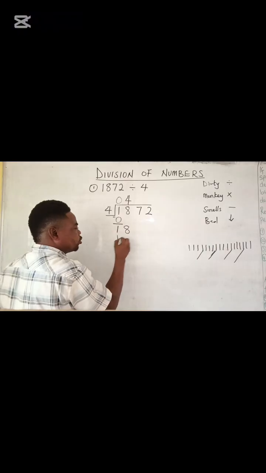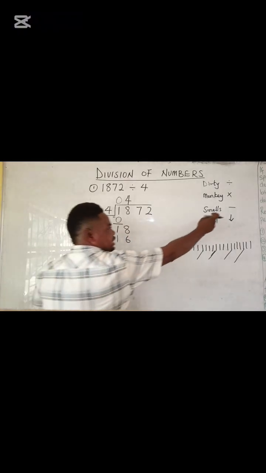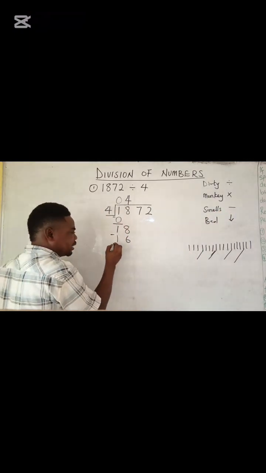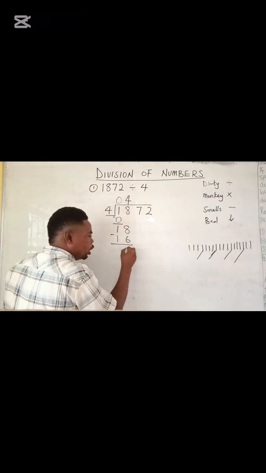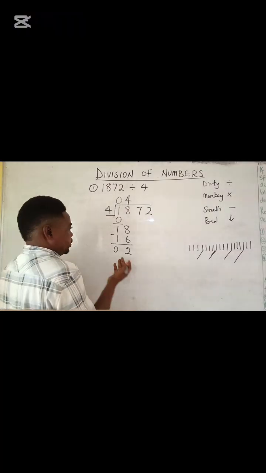Go down here and write your 16. This place now is the next line of action. The next one is subtract. When you want to subtract, subtract this one. Then you get what? You get 2 here. Though this one will give you 0, it's not needed, but well, you can write it.